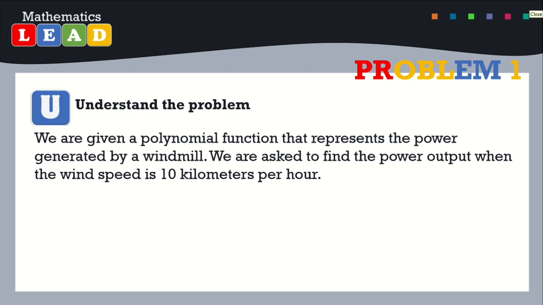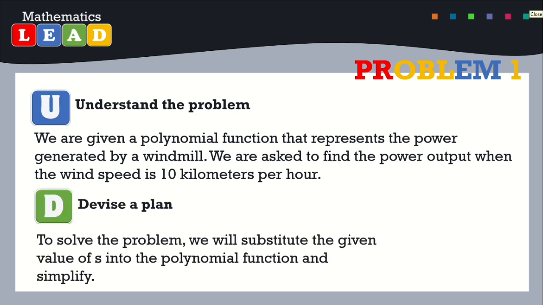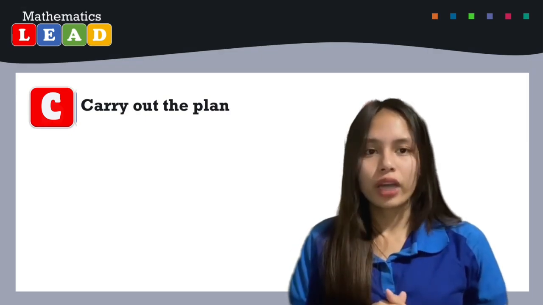So in understanding the problem, we are given a polynomial function that represents the power generated by a windmill. And we are asked to find the power output when the wind speed is 10 kilometers per hour. Now, after we understood the problem, now we're going to devise a plan. And in devising a plan, to solve this problem, we will substitute the given value of S into the polynomial function and then simplify. Now we're going to move on to carrying out the plan.